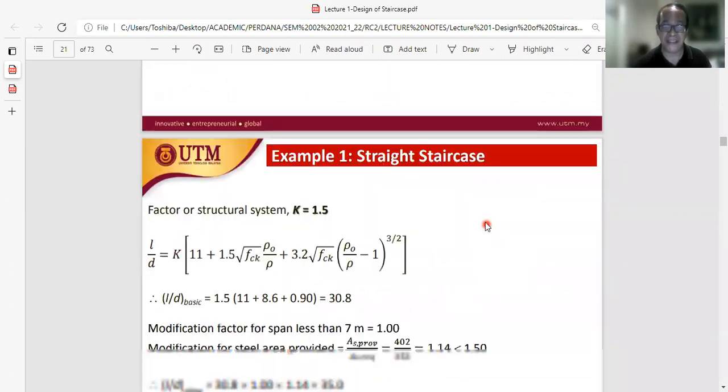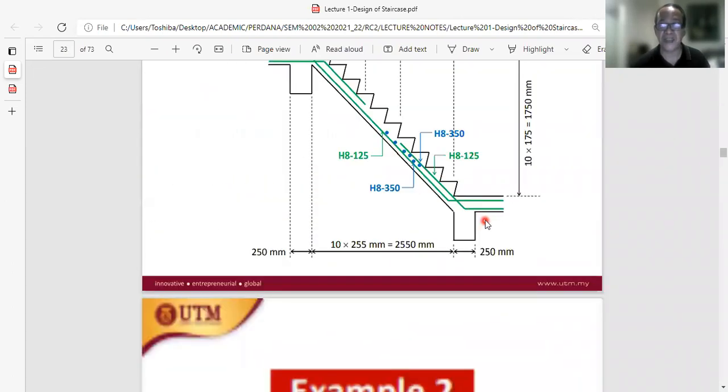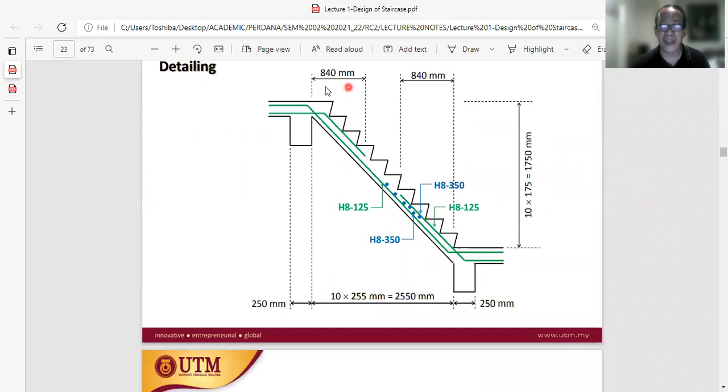Any question on example number 1? Anyone? We also had a look at the additional reinforcement that we need to put into the detailing for example number 1.